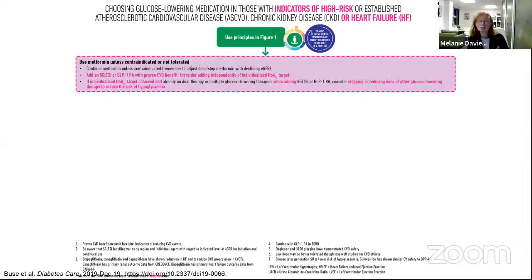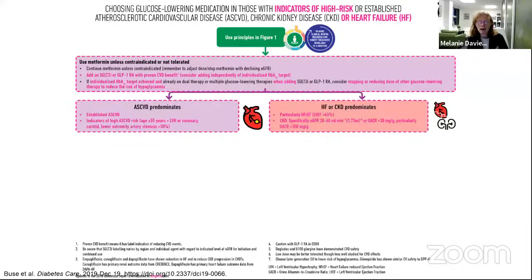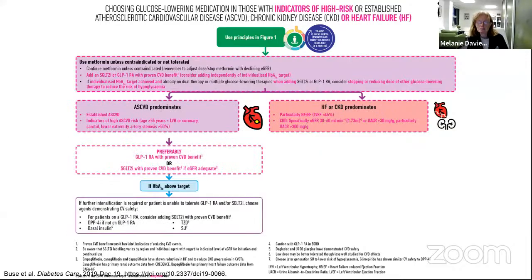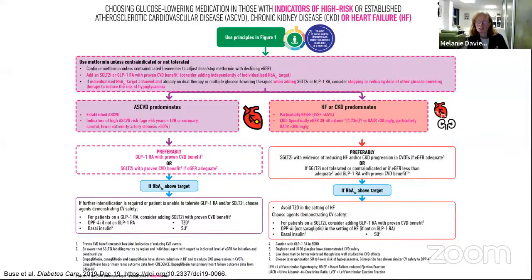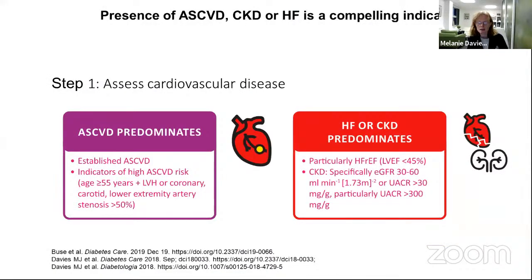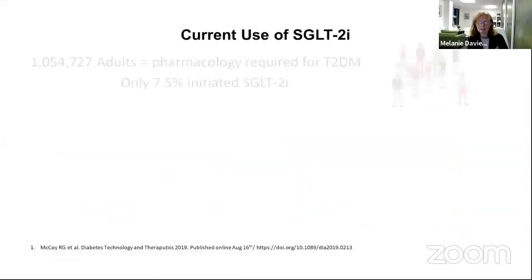So this is the algorithm now. The pink wording highlights the difference from the original consensus. So we talk about the importance of adding independent of A1C. And now where ASCVD predominates, preference is given to a GLP-1, whereas with heart failure or chronic kidney disease, it's preference for the SGLT2s. And that's highlighted a little bit more on this slide.